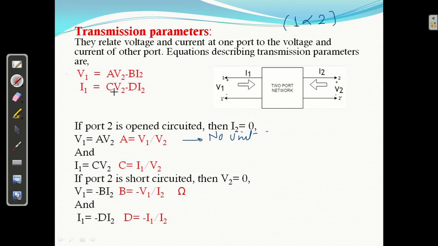और अगर I2 0 है तो I1 equal to C V2. C equal to what? I1 upon V2. यूनिट क्या होगी? मो. I upon V मो.